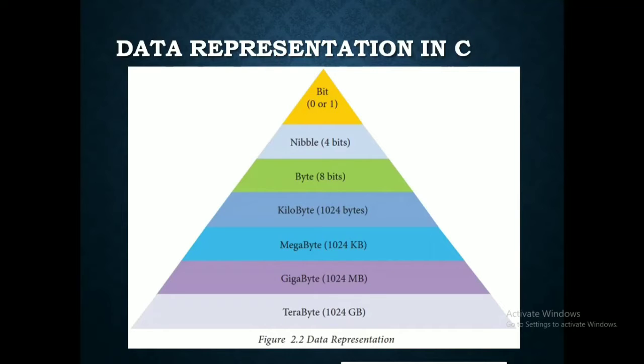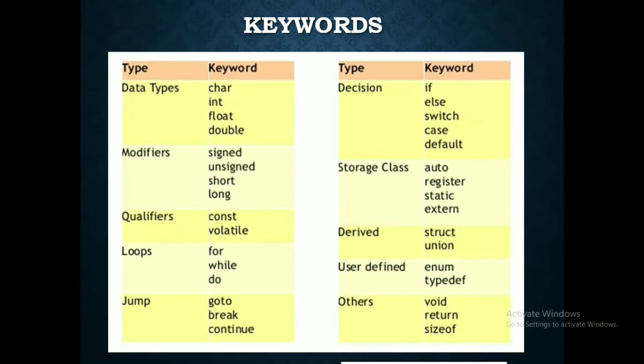Next is the data representation in C. There are many ways to represent the data in C. First one is bit, which has the size of 0 or 1 bit, nibble has 4 bits, byte has 8 bits, kilobyte has 1024 bytes, megabyte has a size of 1024 kilobytes, gigabyte has a size of 1024 megabytes, terabyte has a size of 1024 gigabytes.